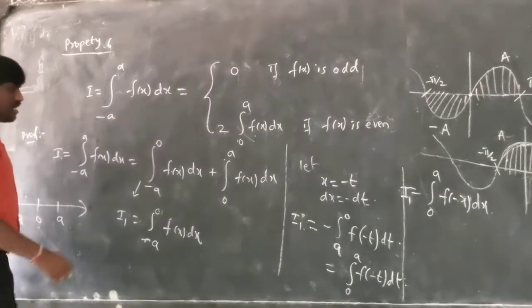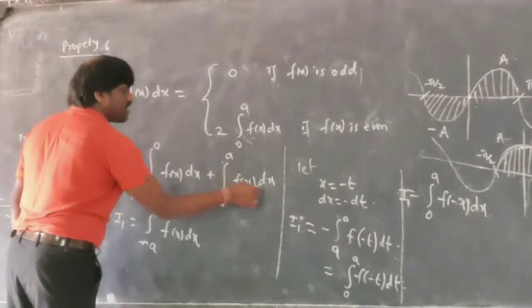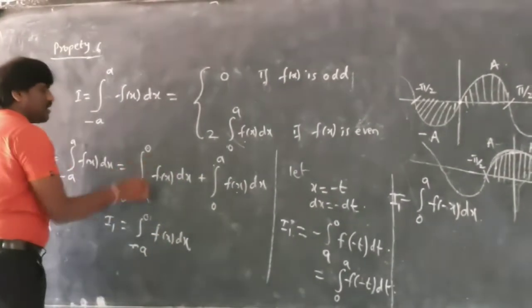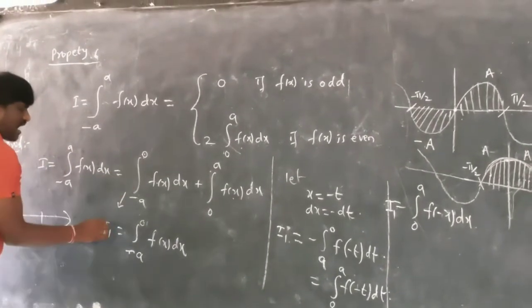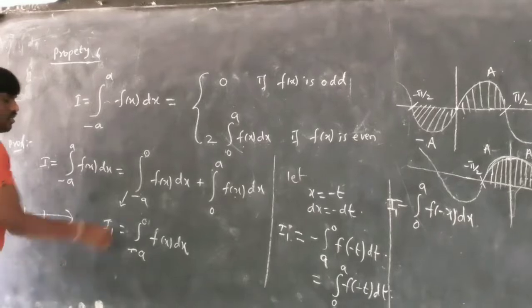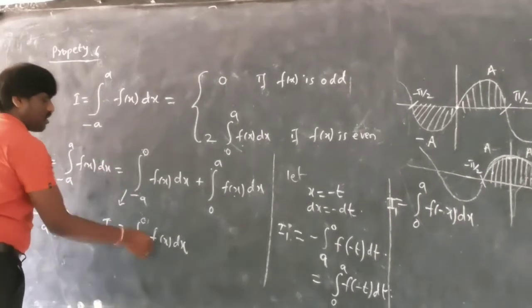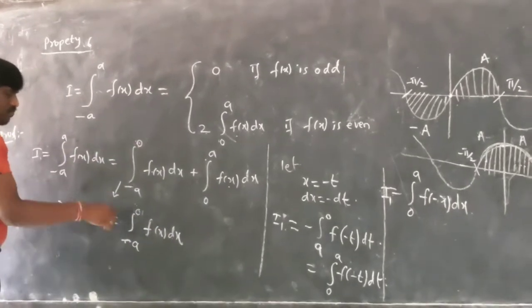Okay, then I can write here, this one is the integral from 0 to a of f(x) dx, no problem. This one is negative, and I want to convert it into something. So I take this separately and consider it I1, where I1 is the integral from minus a to 0 of f(x) dx. Let us prove this one.